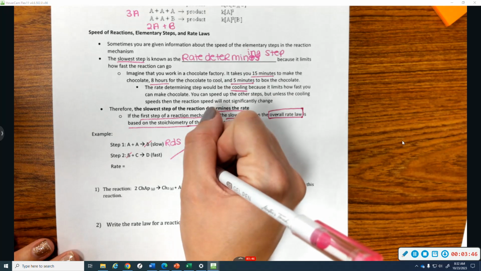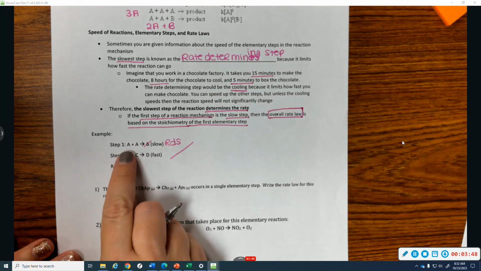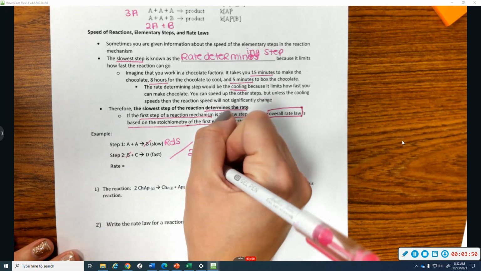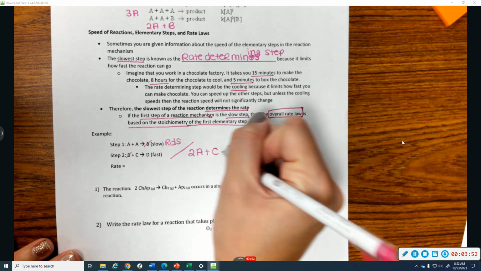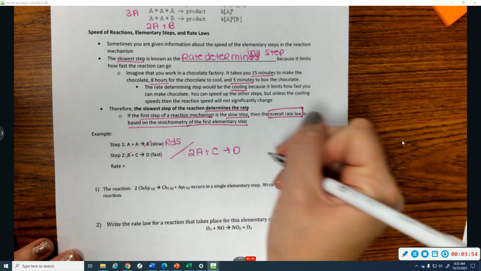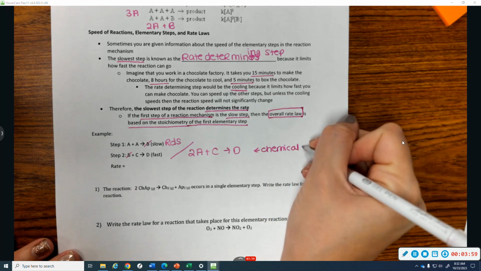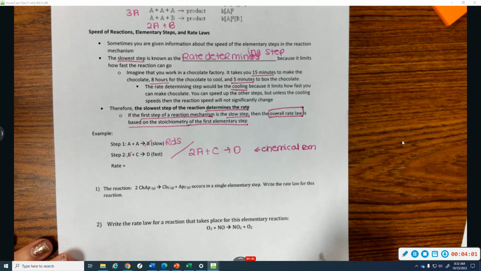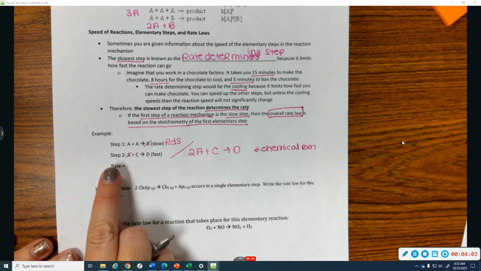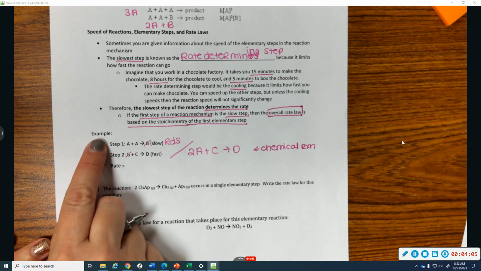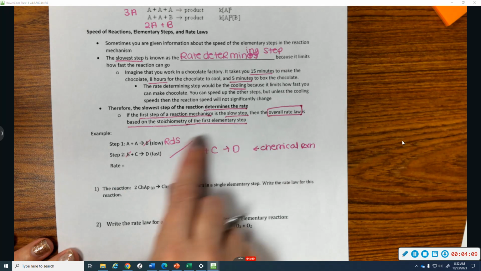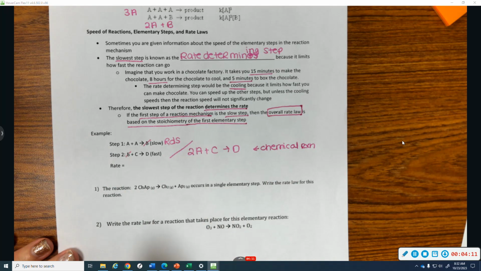So my reaction would be, I could say A plus A. Usually we would say 2A plus C makes D. That is the chemical reaction. That would be what you do your calculations based off of. But for the rate, because step 1 is my slow step, it's my rate determining step, the rate law for this reaction is based on step 1.